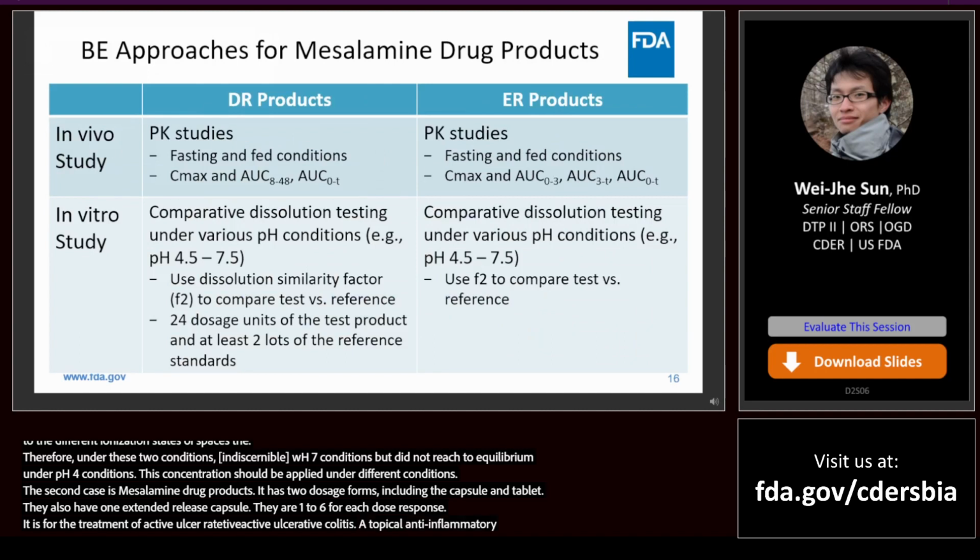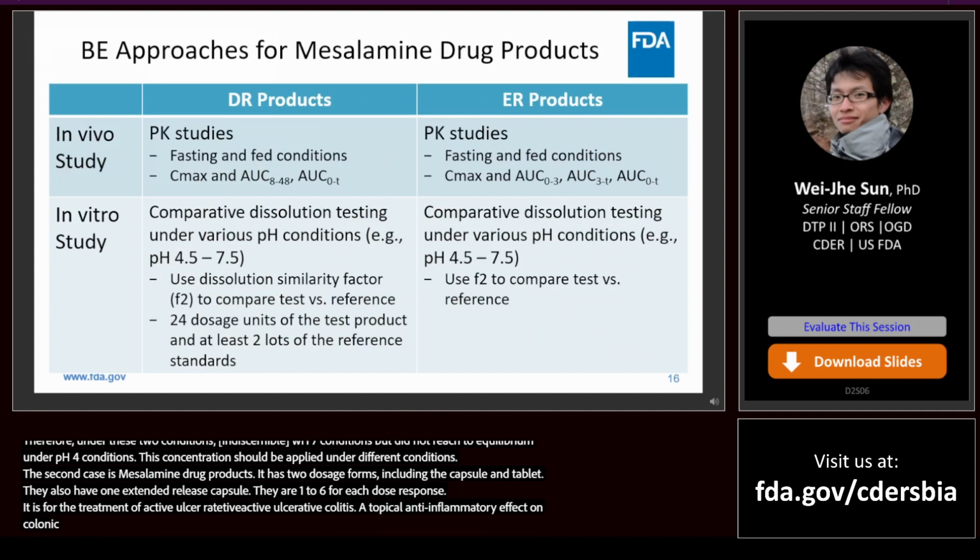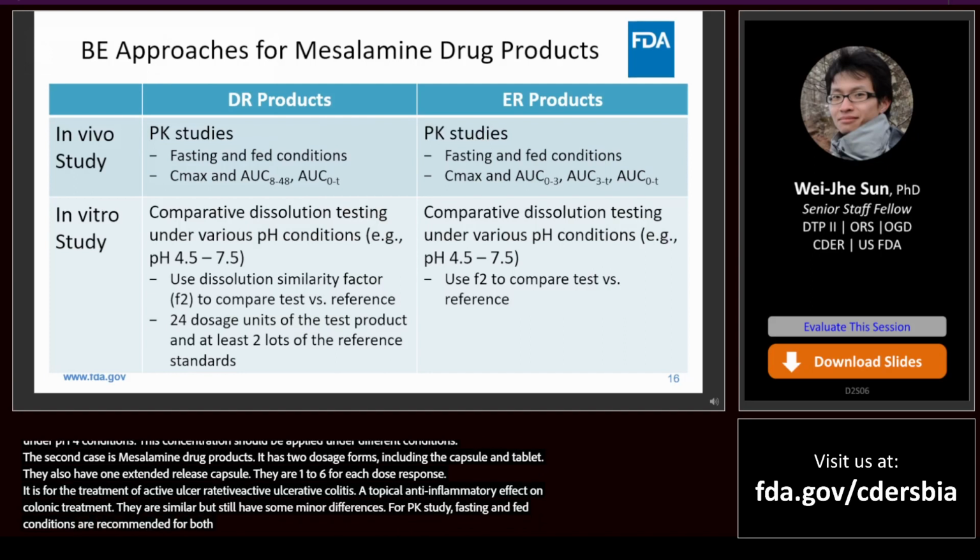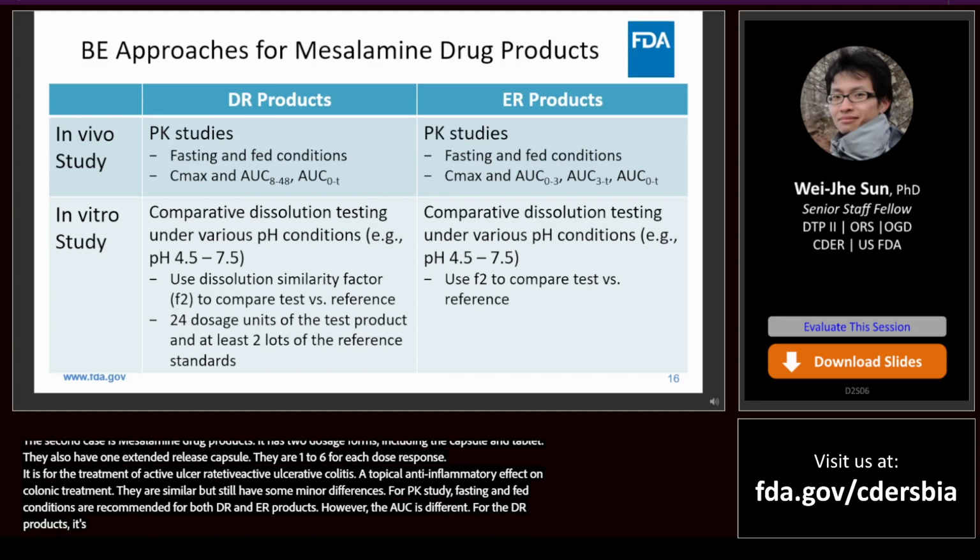The recommendations for mesalamine DR products and ER products are similar but still have some minor differences. For the PK study, fasting and fed studies are recommended for both DR and ER products. However, the partial AUC is different. For DR product, partial AUC is recommended from 8 to 48 hours. For ER product, partial AUC is recommended from 0 to 3 hours and 3 hours to the last measurable time point.